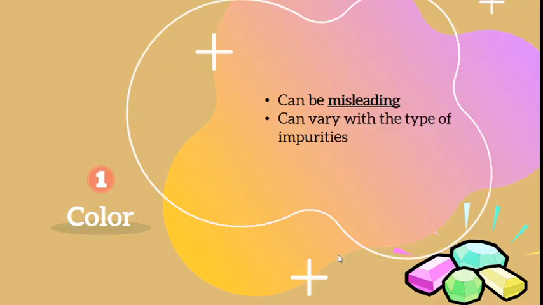To begin with, let's have the color. Most minerals have a distinctive color that can be used for identification, but sometimes it can be misleading and can vary with the type of impurities. So remember, while color is an important property of a mineral, sometimes it can be misleading. Therefore, never rely on color in order to identify your mineral.